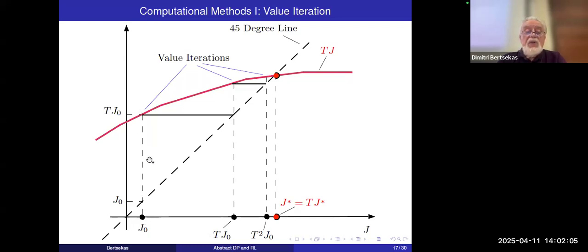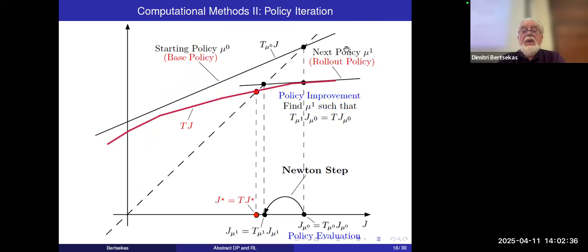We calculate J0, calculate T of J0, reflect around the horizontal, T J0, then T squared J0, then T cubed J0, and so on. And all of this converges if you have a contraction, but converges also in other cases where you don't have a contraction, to the fixed point, which lies over here. So it's a very fundamental method in dynamic programming and relates to a classical fixed point iteration. We iterate over values, value iteration.